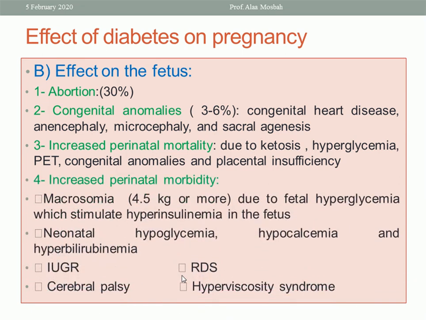Increased perinatal morbidity like macrosomia, 4.5 kilogram or more, due to fetal hyperglycemia, which stimulates hyperinsulinemia in the fetus, which leads to increased lipogenesis. Neonatal hypoglycemia, hypocalcemia, and hyperbilirubinemia, IUGR, cerebral palsy, respiratory distress syndrome, and hyperviscosity syndrome.